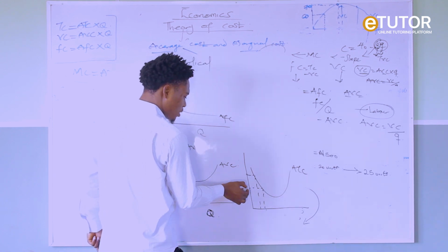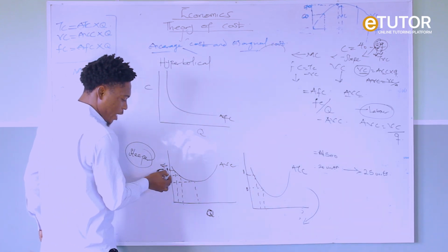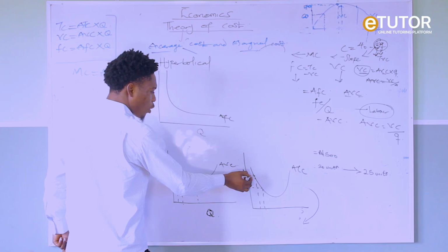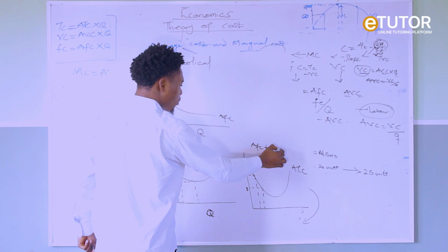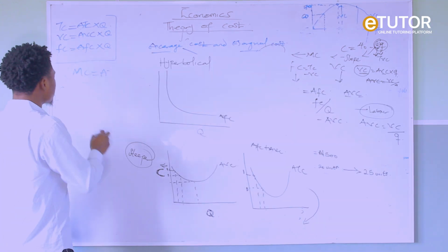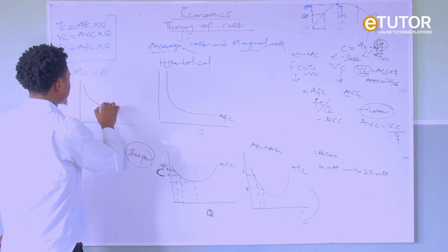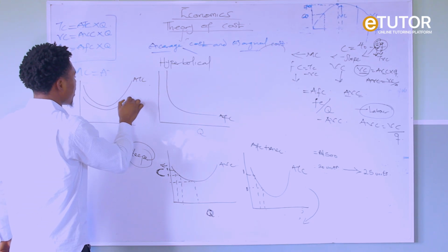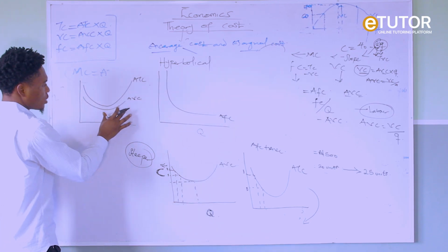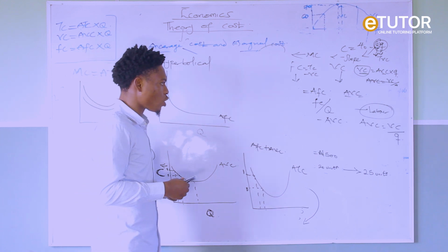So here you can see that this one is greater than this. Are you getting it now? Because this one is a combination of average fixed cost and average variable cost. So if I want to integrate both together, I will have this: my average total cost must be greater than my average variable cost. So these are my 7 cost concepts.